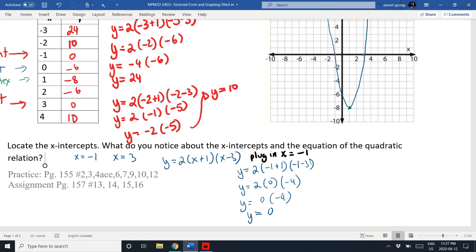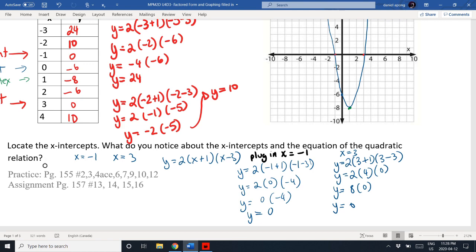Let's try plugging in x is equal to 3 into the same equation and see what happens. We have 3 plus 1, and then we have 3 minus 3. And if we do this, we get y is equal to 2. This becomes 4, and this becomes 0 again. So we have 2 times 4, which is 8, times 0, that's just 0. And we can see our x-intercept values make one of our factor brackets 0. And then when they're multiplied through, the whole equation just equals 0.